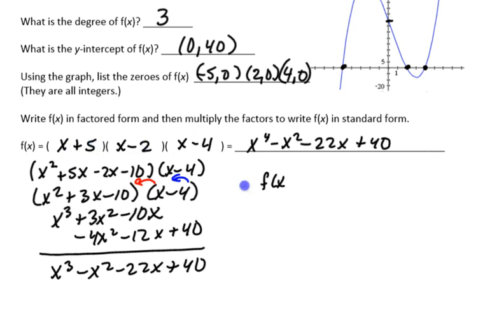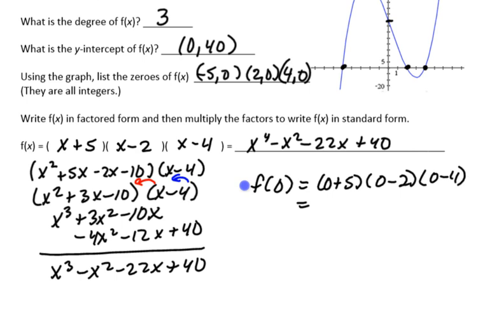So f of 0 is how you find the y-intercept. Whether it's in factored form or non-factored form, if you put 0 in for x, you will find the y-intercept. I'm going to say that again. Substitute 0 for x to find the y-intercept, always. That's how you do it. So 5 times negative 2 times negative 4 is 40. So that tells me my y-intercept.